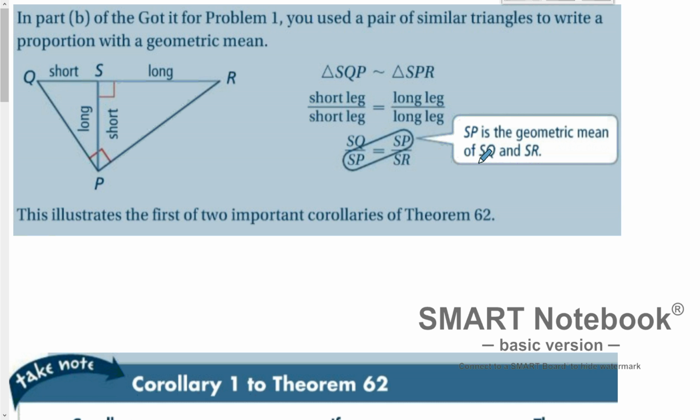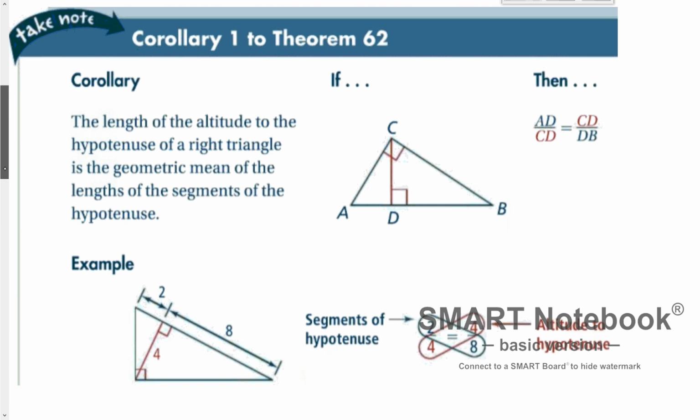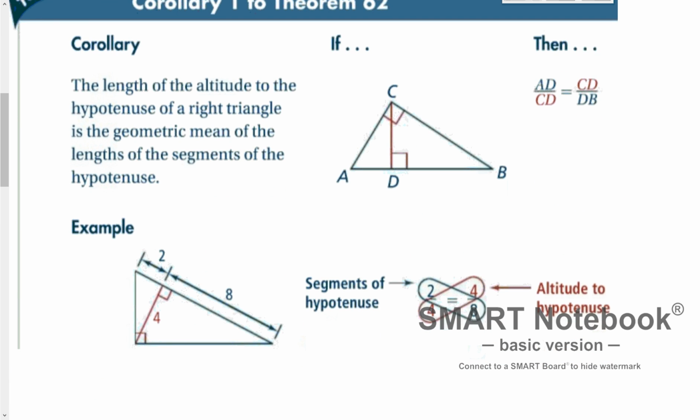So problem number 3 is using the corollaries from theorem 62. The corollaries come from that theorem, and here's the first one. It's a little bit easier. If I want to find the altitude, now again, the altitude is taking that right angle of the big triangle and that segment cutting that, right? So there's the altitude CD.